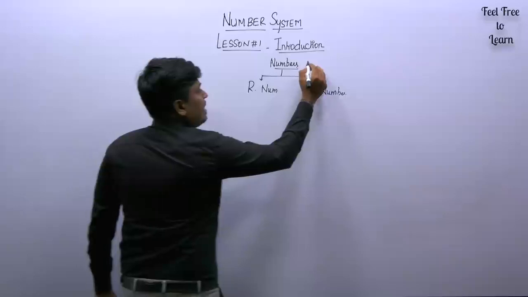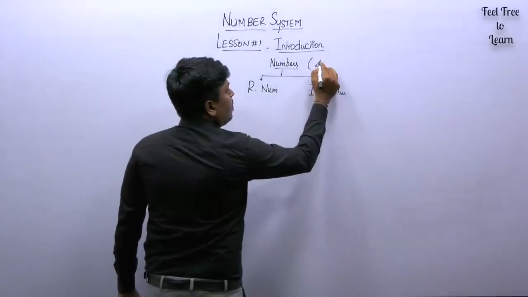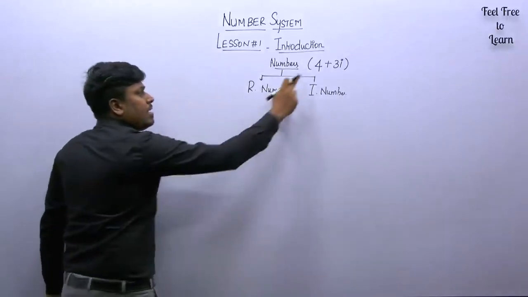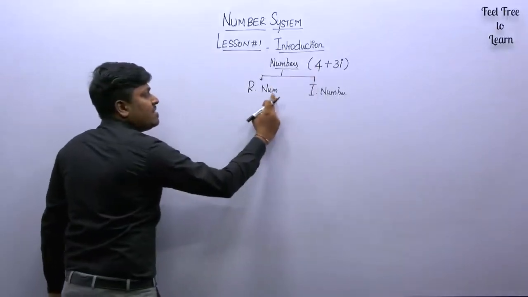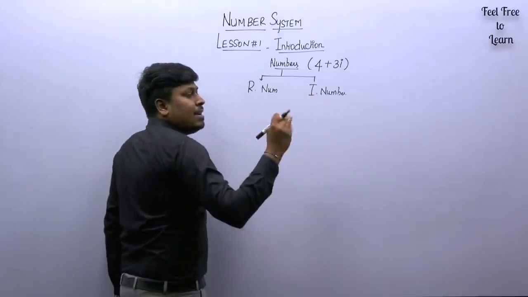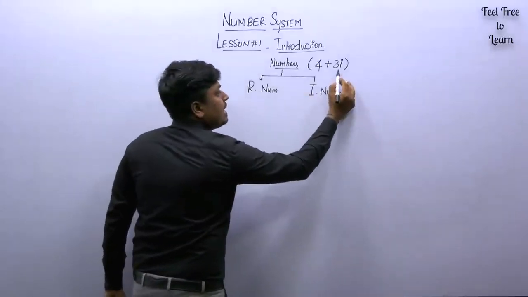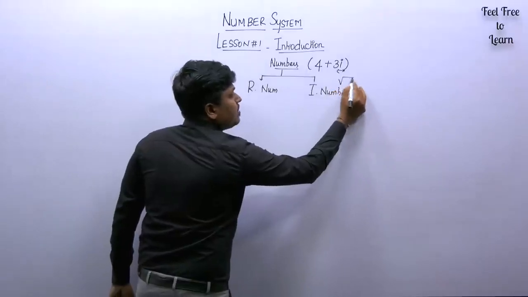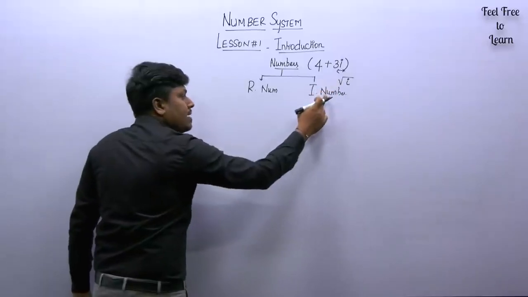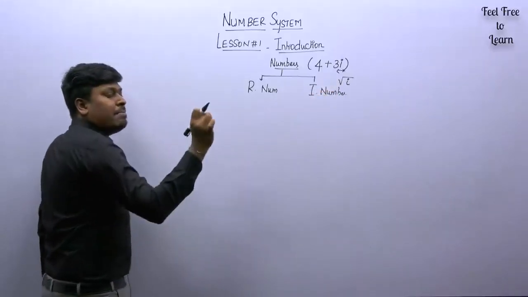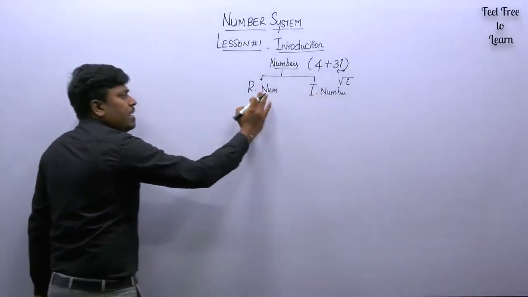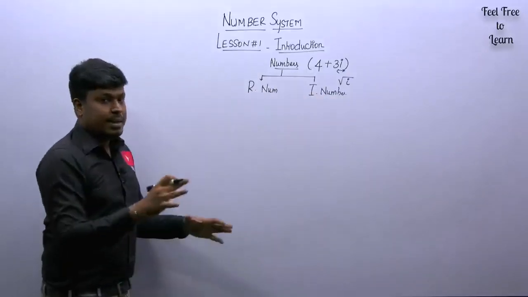Just see here, let me take an example, 4 plus 3i. Here 4 is a normal number, which is called a real number. An imaginary number is one where you can see the letter i, sometimes root of -1. Root of -1 is i. So these cases are called imaginary numbers. If a number contains the letter i, it is called an imaginary number. A normal number is called a real number.